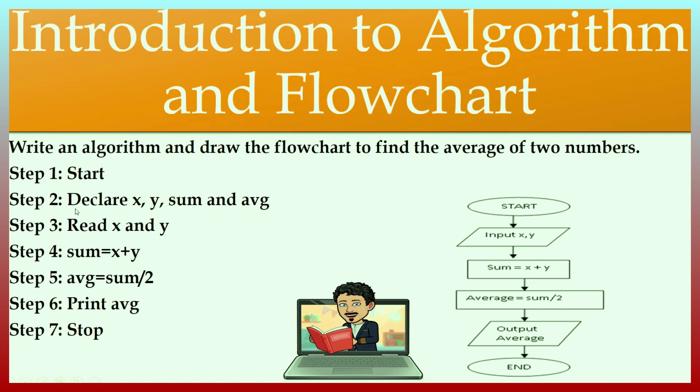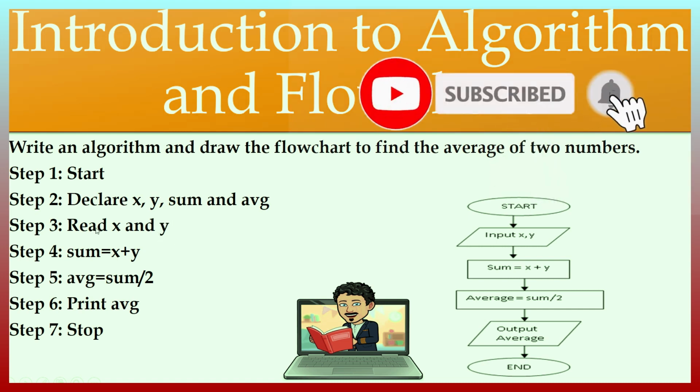Again, step 1, start. Step 2, declare. You should inform what are the variables you are going to use: X, Y, sum, and average. So we want to get two values. I'm going to get the first value and store it in X. And I'm going to get the second value from the user and store it in the variable Y using the keyword read.